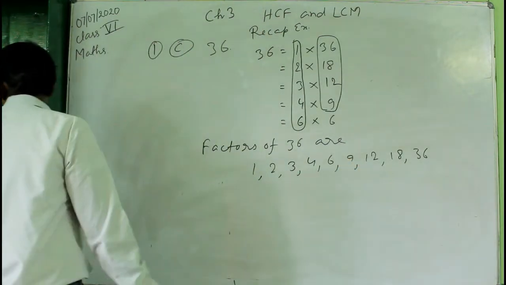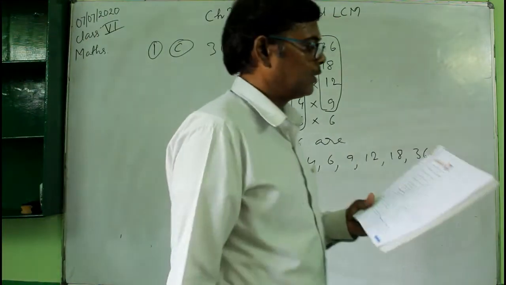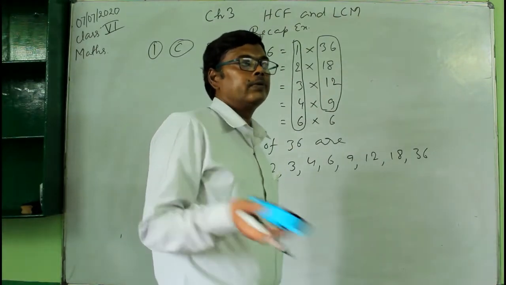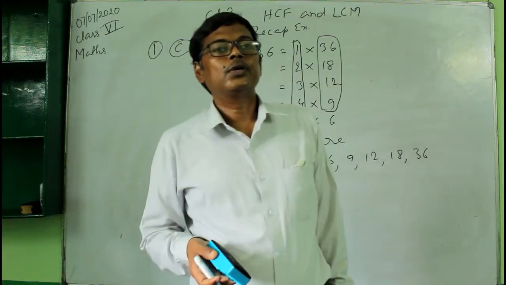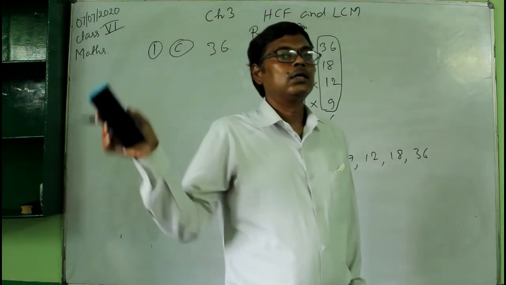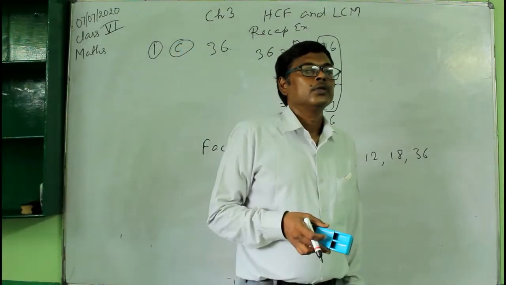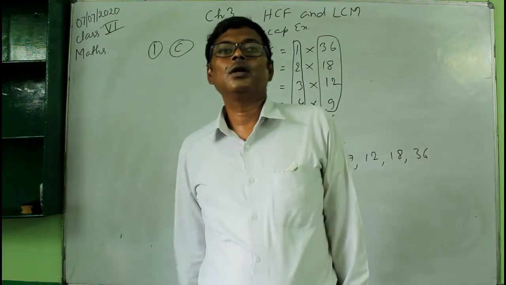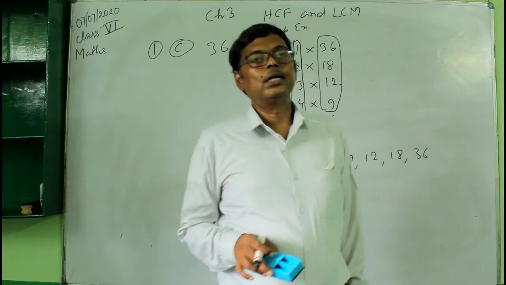Now, question number 2. Write the first 4 multiples of the following. Multiples means just the table. Like when you say the table of 9: 9 ones are 9, 9 twos are 18, 9 threes are 27, 9 fours are 36. All these numbers are multiples of 9. When you read the table of 9, you get these numbers. Like 9 tens are 90, so 90 is a multiple of 9. Then 9 elevens are 99, so 99 is also a multiple of 9. So all these numbers are the multiples.